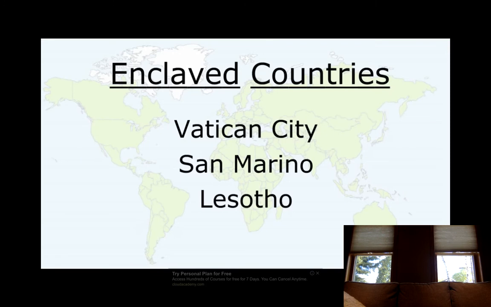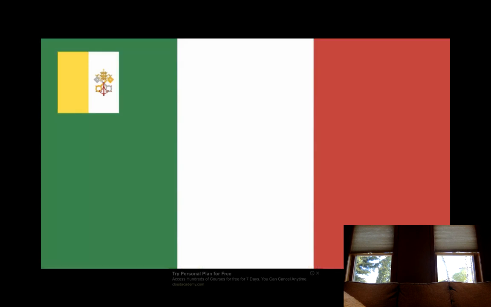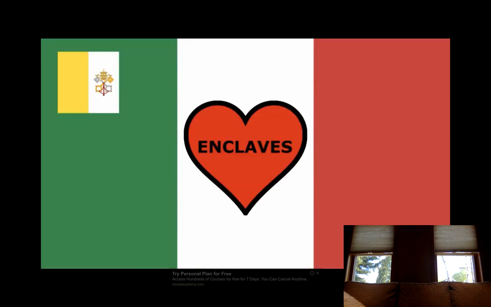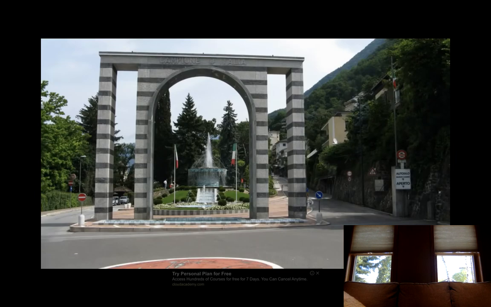There's 3 countries in the world that are enclaved by another country, the first of which is the Vatican City, home of the Pope, and the smallest country in the world, which is an enclave of Italy. And Italy apparently loves enclaves because it also has the country of San Marino enclaved within its borders. But if that's not enough to convince you Italy loves enclaves, then take a look at Campione d'Italia, an Italian exclave which is an enclave within Switzerland.